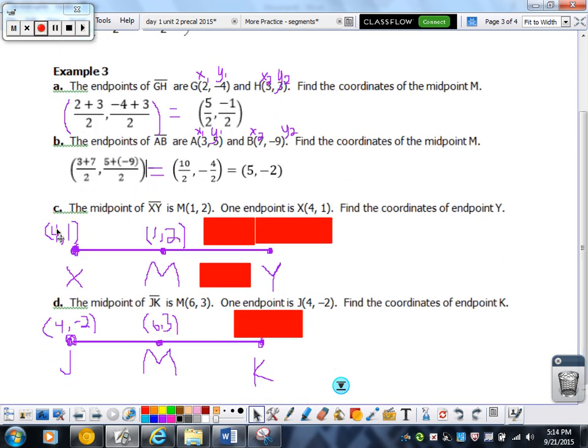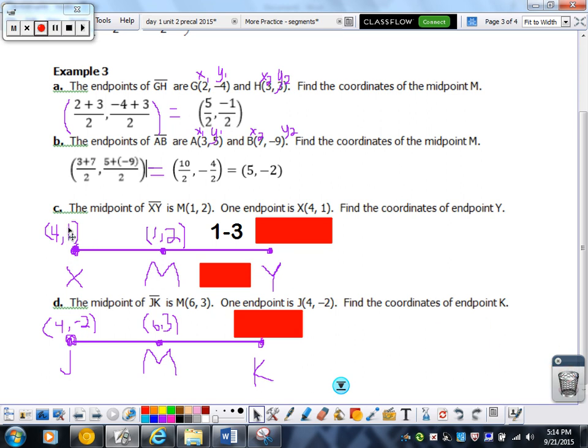So what I recommend you do is figure out how many you added or subtracted from 4, your x value, to get down to 1, your new x value. In order to get from 4 to 1, I have to subtract 3. So now what I'm going to do to figure out my new x coordinate is I'm going to take 1 and subtract 3.